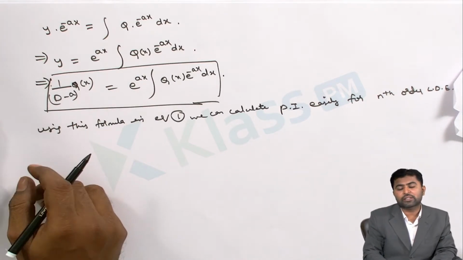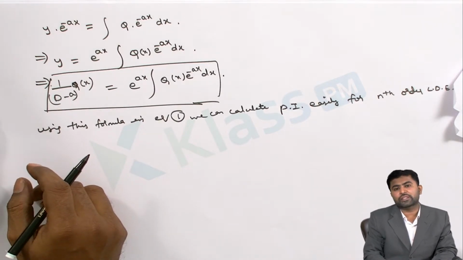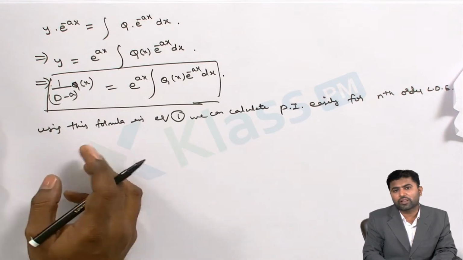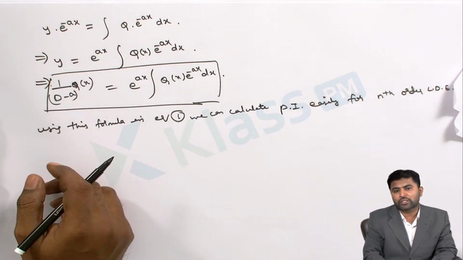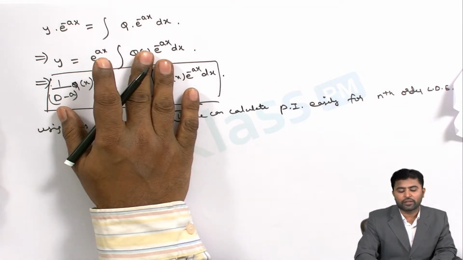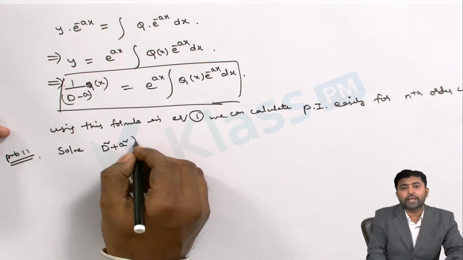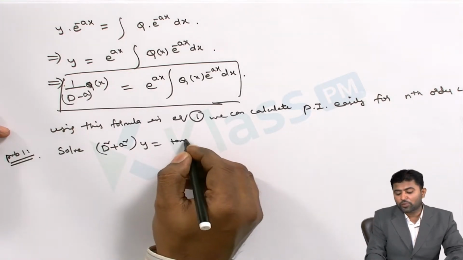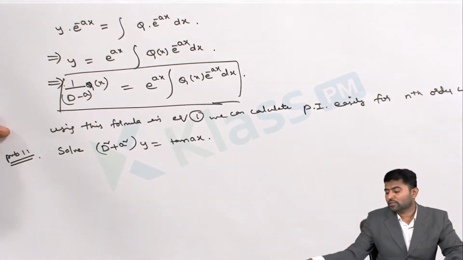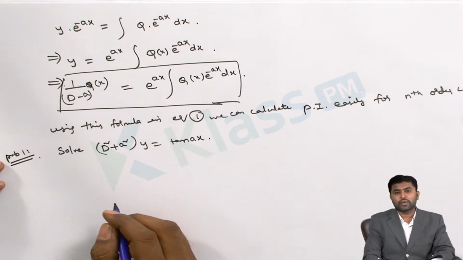sin ax, cos ax, and polynomials, and the fourth case is e power ax into v of x, and the fifth case is x into v of x. Leaving all these cases, if you are given q of x, you have to use the general rule for calculating the particular integrals. Problem 1. Solve d square plus a square into y is equal to tan ax. D square plus a square into y is equal to tan ax.